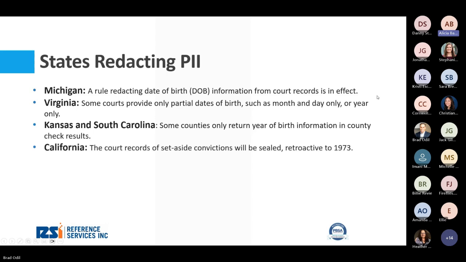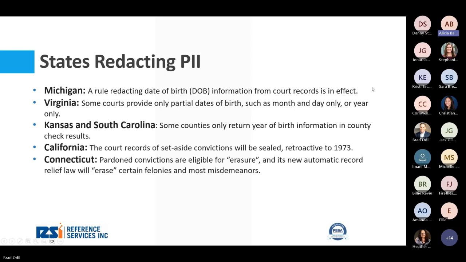In California, the court records of set-aside convictions are being sealed retroactive to 1973. Records returned only have name and date of birth and never an address or anything additional. Connecticut is one of the states that have adopted the clean slate law, automatically erasing or expunging certain felonies, and most misdemeanors after a certain period of time.